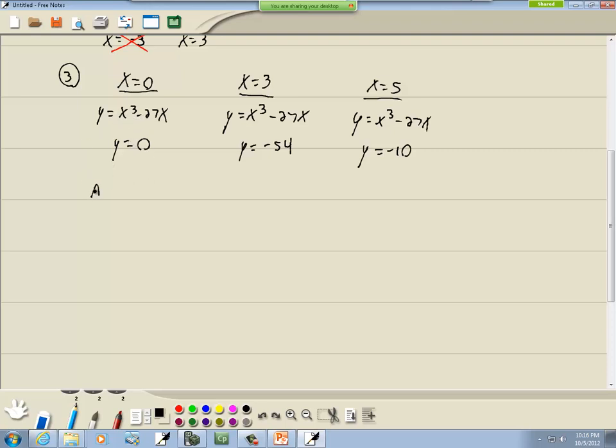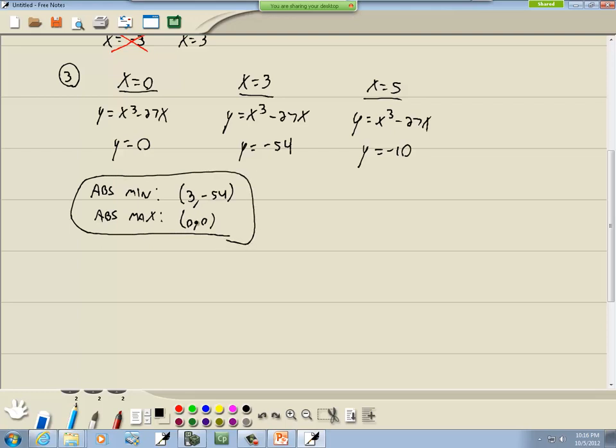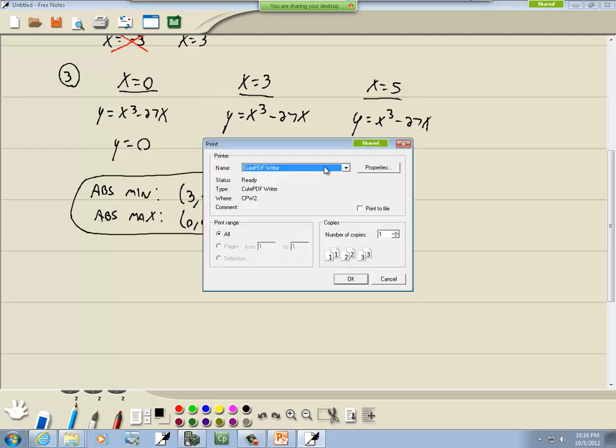Okay, absolute min. Absolute min is the smallest y value, which looks like negative 54. So absolute min would be (3, -54). Now our absolute max is the largest y value, which, these are both negatives, so this would be 0. So our absolute max is at (0, 0). And that's our answer. Let's save that.